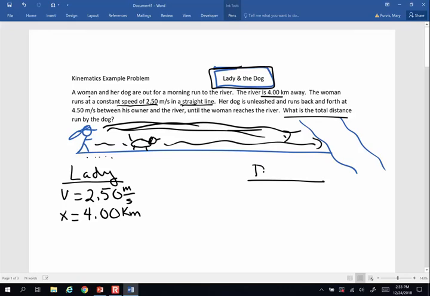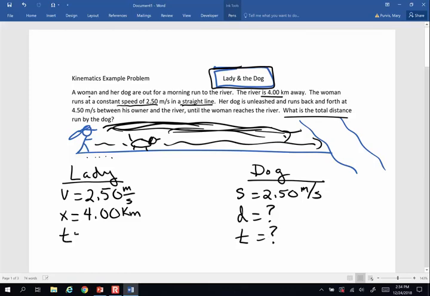Now let's talk about the dog. The dog is running at a speed of 4.5 meters per second, and I want to know how far is the dog traveling. Now that's going to be a distance, because his direction is constantly changing back and forth. I also don't know how much time the dog is going to take for the journey. And I don't know how much time the woman is going to take for the journey.